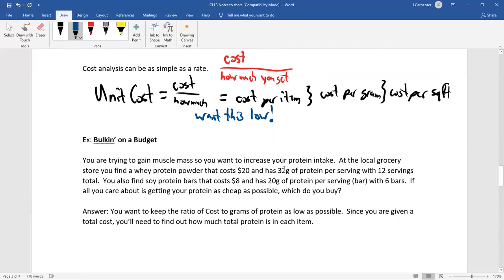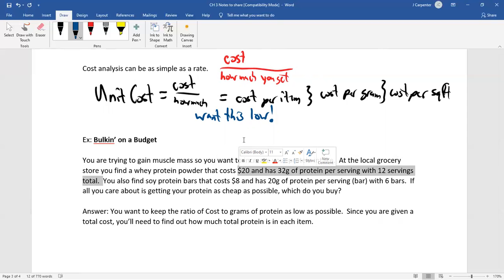And I did go to Kroger recently to research this. It's $20, and it has 32 grams of protein per serving with 12 servings total. So this is scenario A. You can buy a big jug of powder, and that jug is a $20 sticker price. And there's sales tax involved. Let's ignore the sales tax.